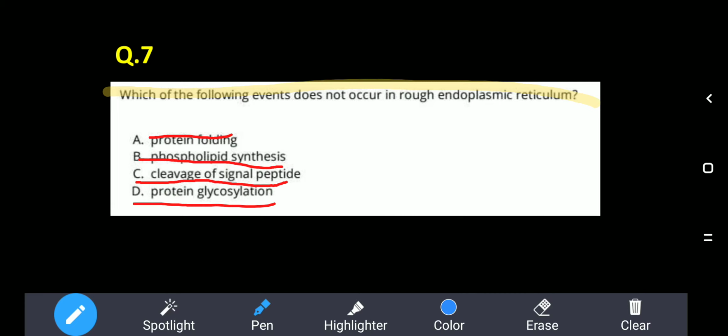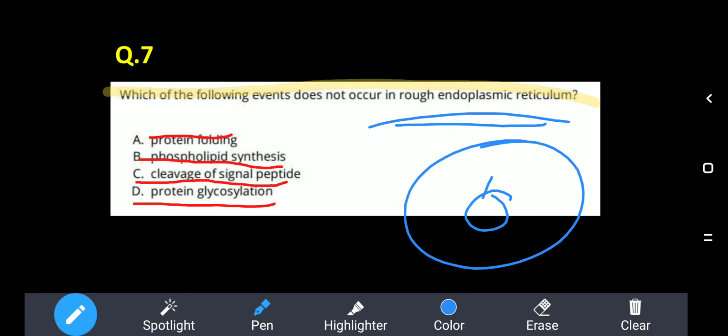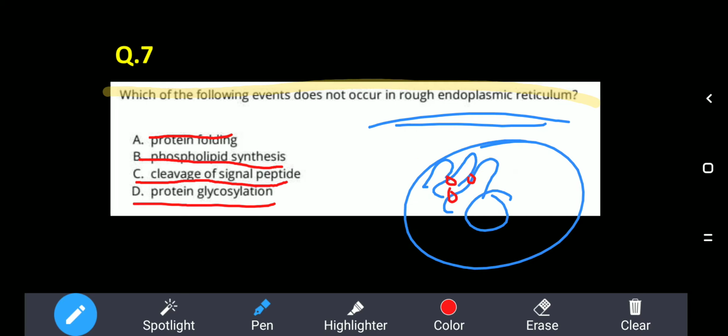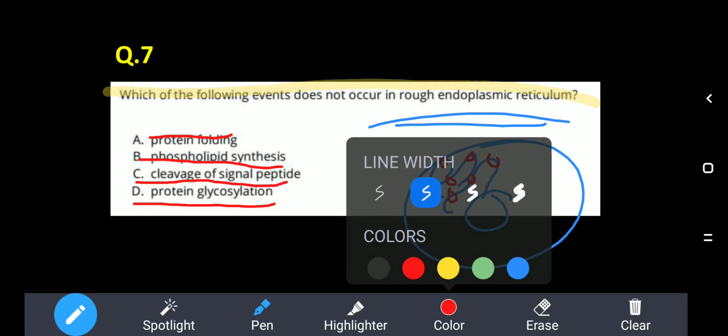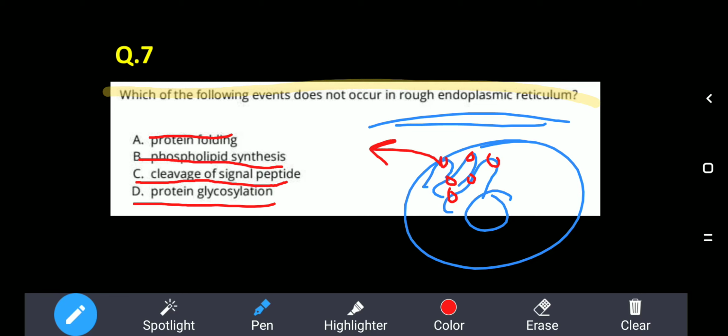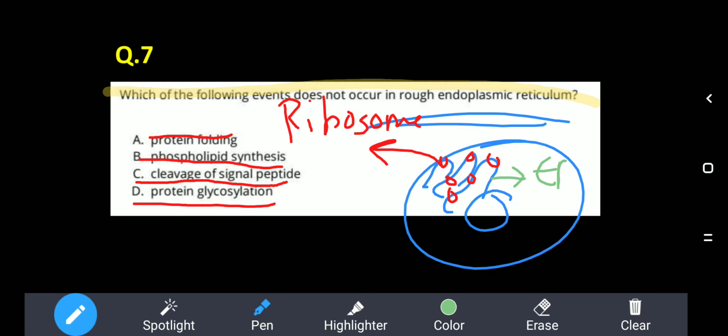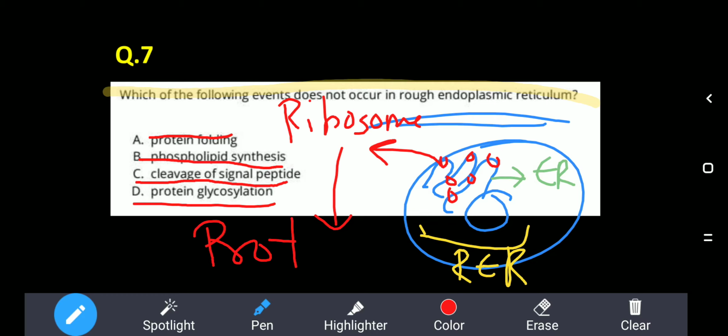Okay, so rough endoplasmic reticulum, when I talk about it, it is a cell organelle, and on this cell organelle which I have drawn, I have got ribosomes. The ribosomes are nothing but the machinery, the protein factories. This part is the endoplasmic reticulum. So if the endoplasmic reticulum has the ribosomes, it is nothing but RER, rough endoplasmic reticulum. As I said, proteins are formed from ribosomes.